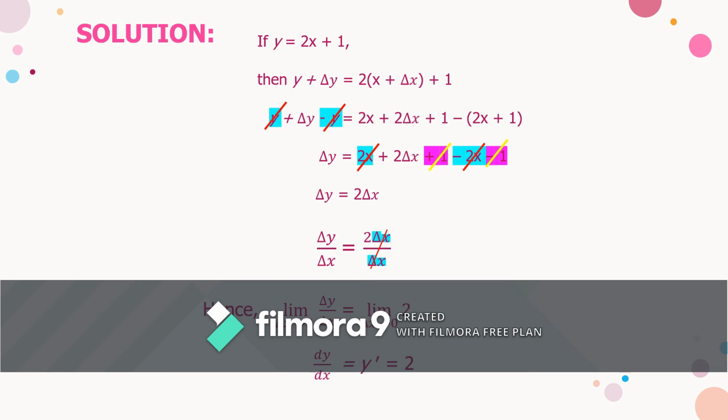And then finding the limits, the limit of 2 as delta x approaches 0 is 2. That's why we have here the derivative of y with respect to x is equal to 2 or is equal to y prime. So they mean the same thing. Y prime meaning the derivative of the given function y is equal to 2. Okay?